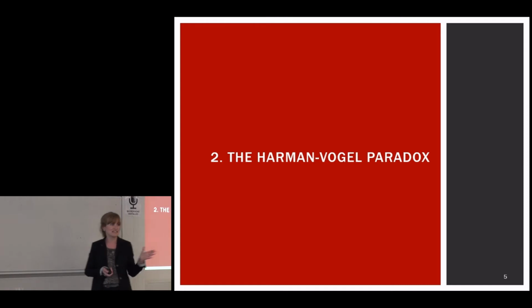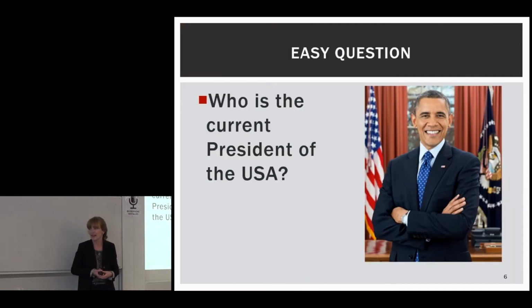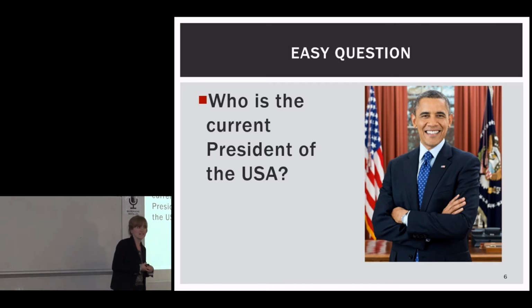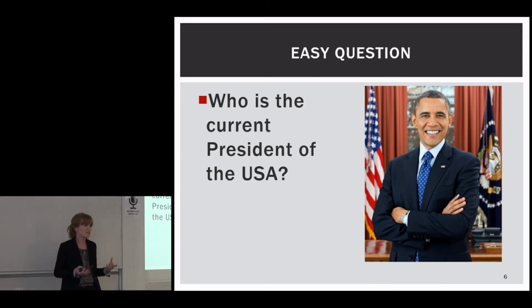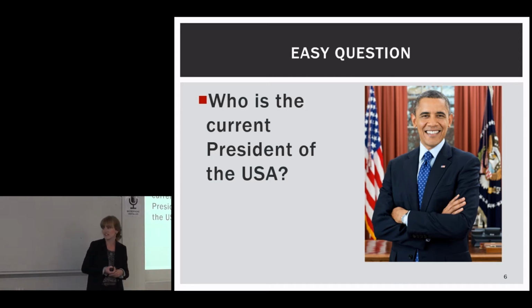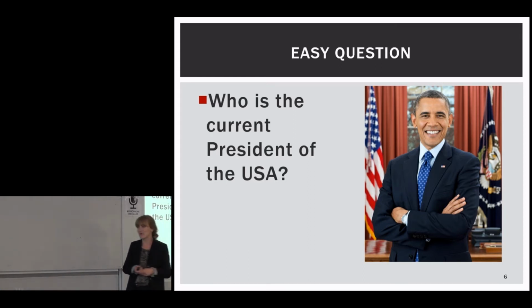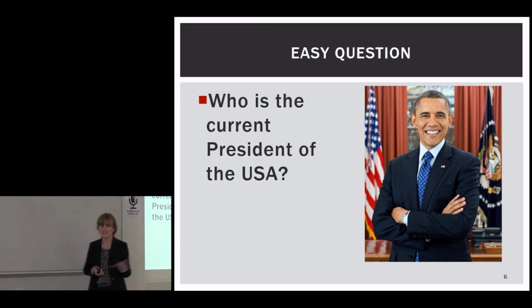I'll walk through the key examples because I want to then make a sort of structural point about how they are working. So we can start by asking a really easy question about the identity of the President of the United States. And I take it that this is a question that you're able to answer. In fact, I take it that everyone in the room knows the answer to this question. Certainly, if we don't know the answer to this question, then there's probably quite a lot that we don't know. So you want to say, look, this should be an easy case of knowledge.